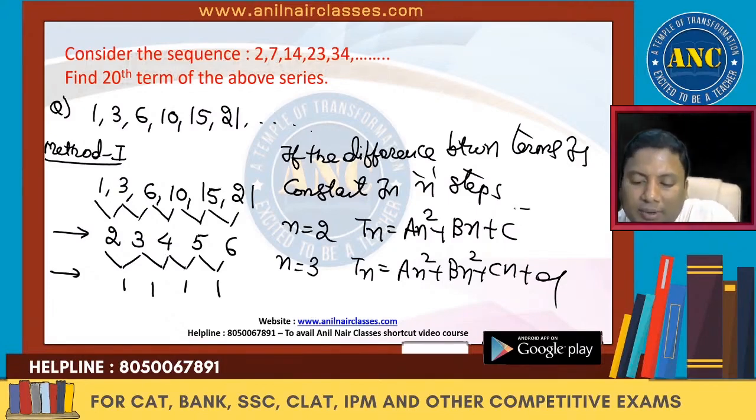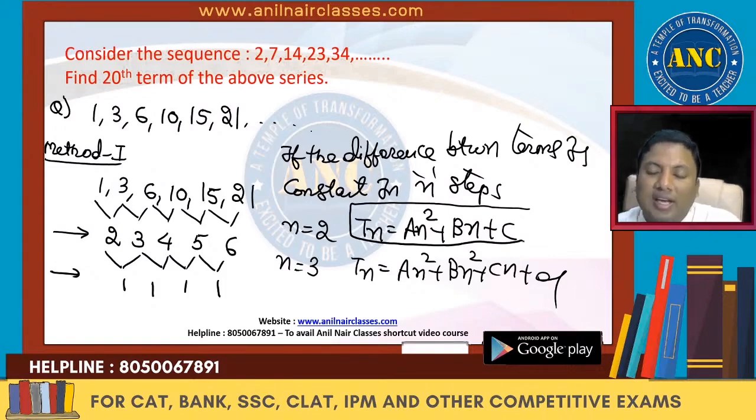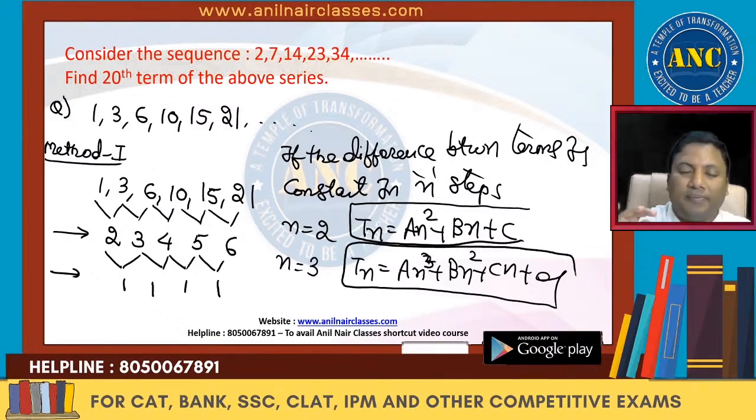Here the difference is constant in 2 steps. So the nth term will be an square plus bn plus c. Right? If it is constant in 3 steps, then it will be an cube, sir, not square, an cube plus bn square plus cn plus d. This point is clear, right? Then we will get into method 2, how to write the answer directly.